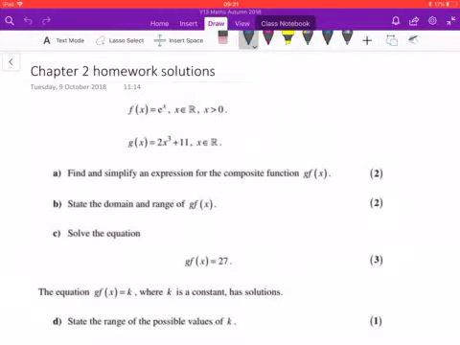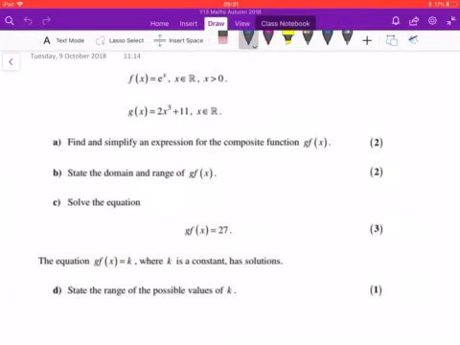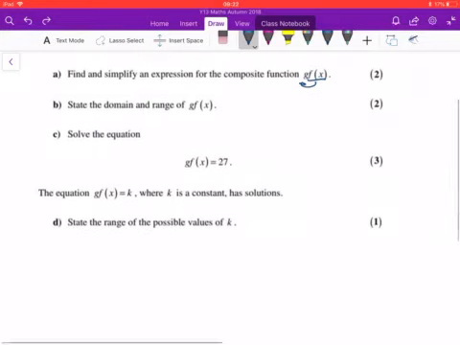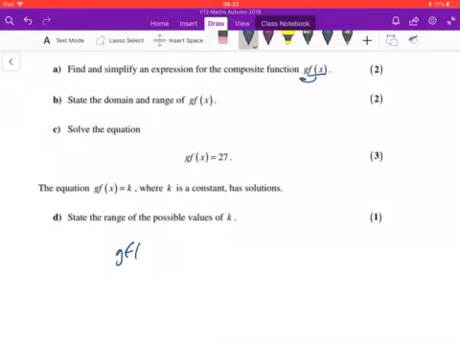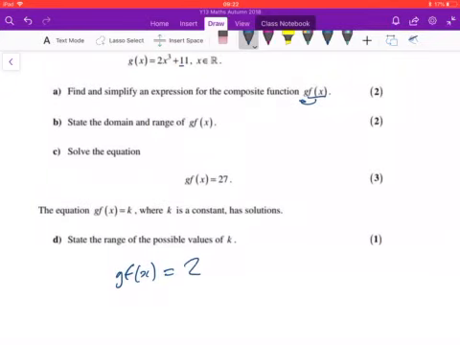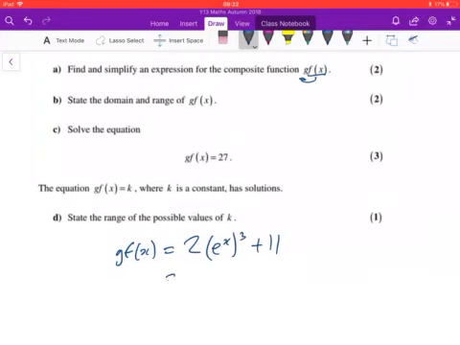Okay, so here's the first question. Find and simplify an expression. So we need to put f of x into g of x. So we're putting f of x into this equation here. So gf of x equals 2e^(3x) + 11. And this can be simplified using 2e^x times 3, 3x.